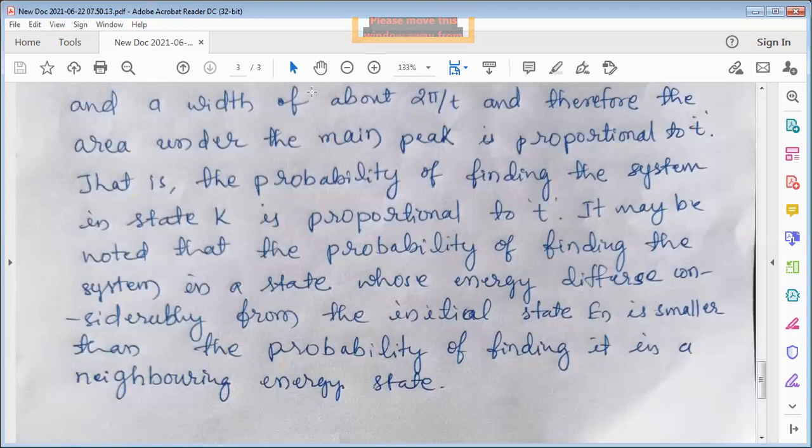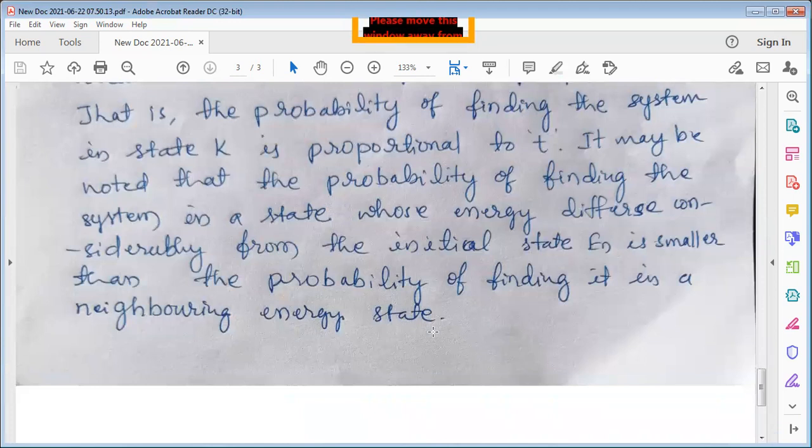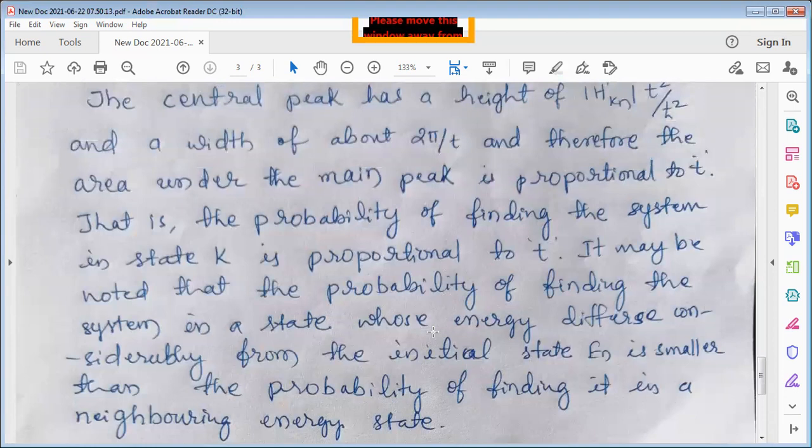That means when the energy changes slightly around E_n, then only it is possible to find the system. Otherwise, no. So this is an example of time dependent perturbation theory. I took a harmonic perturbation as the example. Thanks for watching.